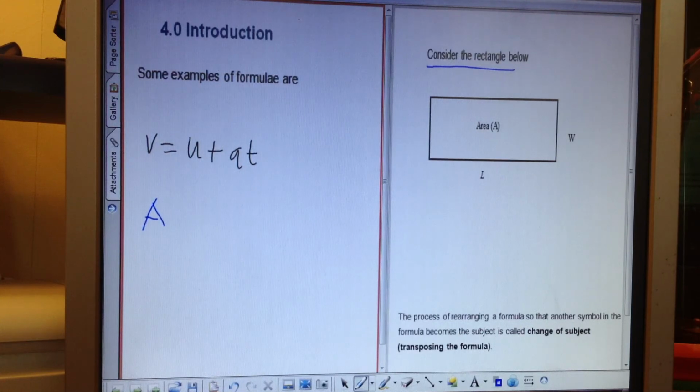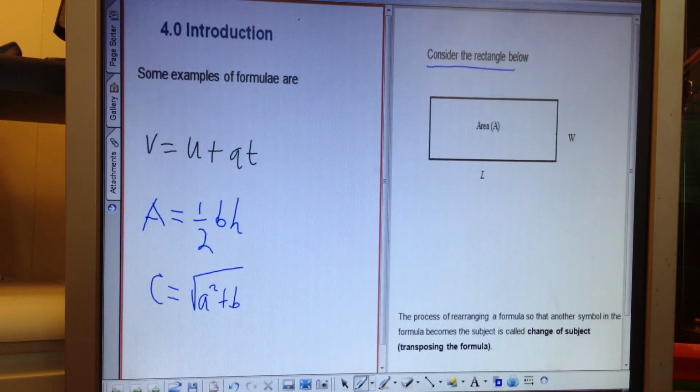A equals half BH, C equals the square root of A squared plus B squared, E equals MC squared.